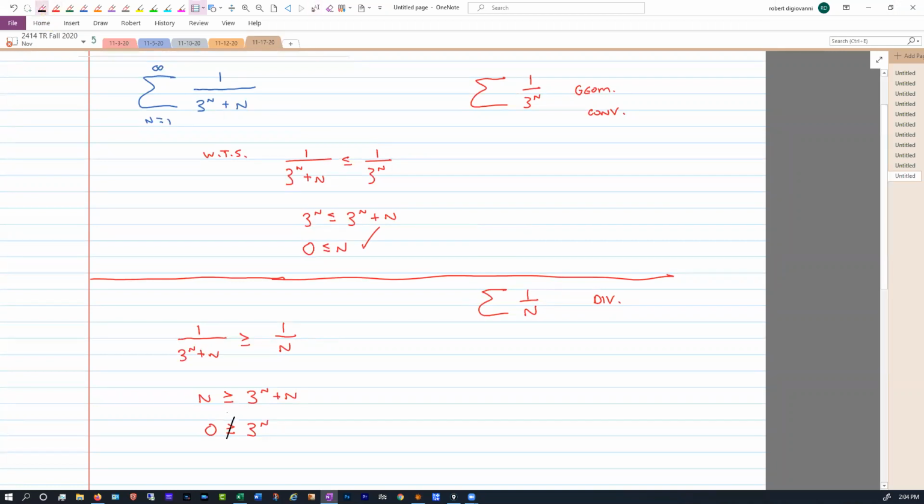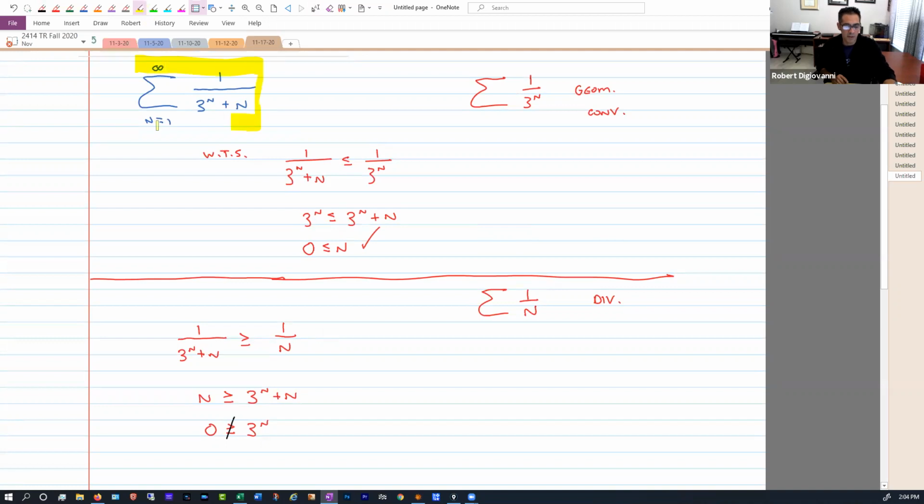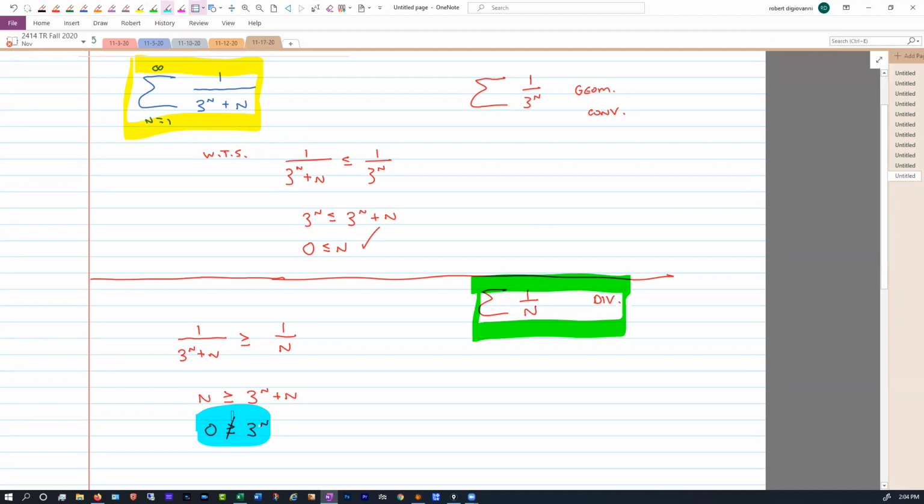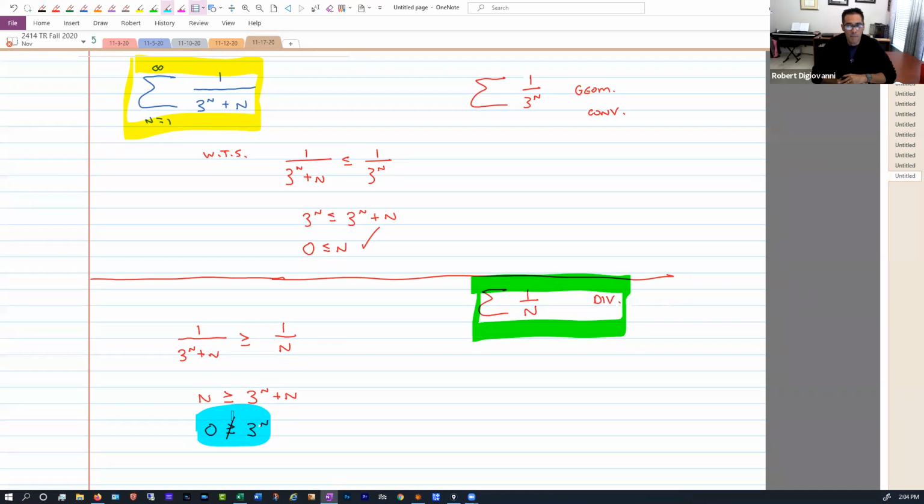Okay, let me just recap. We started with an original series. Somebody decided to compare it to that. And when they worked the inequality out, they got this. What does that mean? That it's not divergent? Not quite. It means the test fails. In other words, your choice of something to compare it to wasn't good enough, which means you better pick something else.